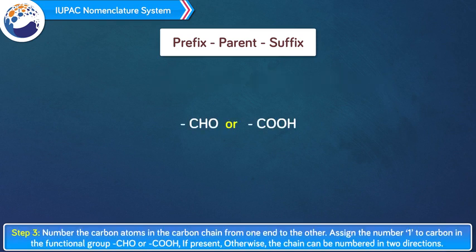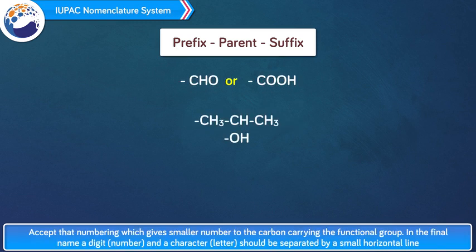Step 3. Number the carbon atoms in the carbon chain from one end to the other. Assign the number 1 to the carbon in the functional group CHO or COOH if present, otherwise the chain can be numbered in 2 directions. Accept that numbering which gives the smaller number to the carbon carrying the functional group. Both numberings are equivalent, so the compound will be named propan-2-ol. In the final name, a digit number and a letter should be separated by a small horizontal line.